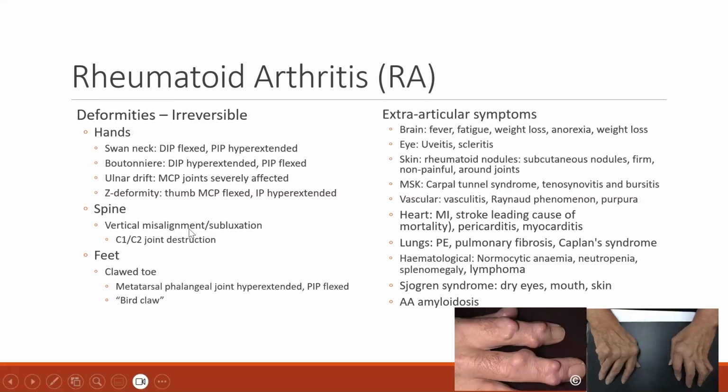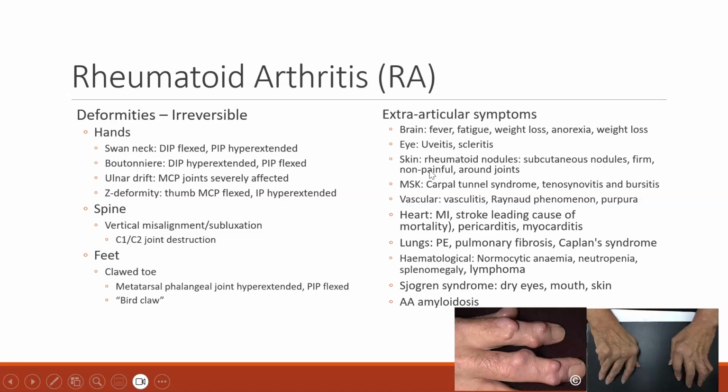In the spine, we can find misalignment or destruction of the joints. In the feet, we get claw toes. It looks like a bird claw. Systemic symptoms: it affects almost every system. In the brain, we get fever, fatigue, weight loss, anorexia. In the eye, uveitis, scleritis.